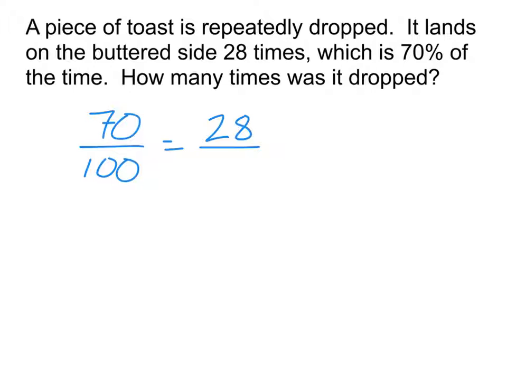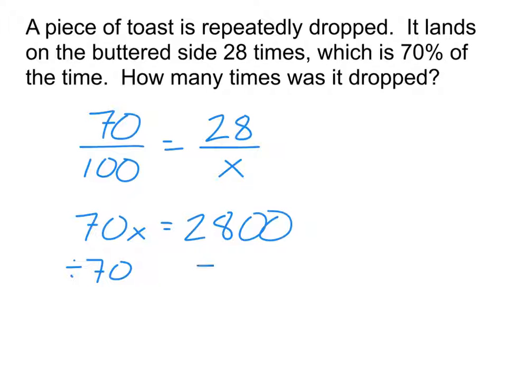And so I'm trying to figure out what that was out of. So I can put a variable down there. I'm going to call it x just because that's so common. A lot of people will call it n or t or something like that as well. All those work. But notice by setting it up as a proportion, I can now solve it that way. So I'd cross multiply. So that means I'm going to do 70 times x, which is 70x, equals 28 times 100, which is 2800. And then we would divide both sides by the 70.